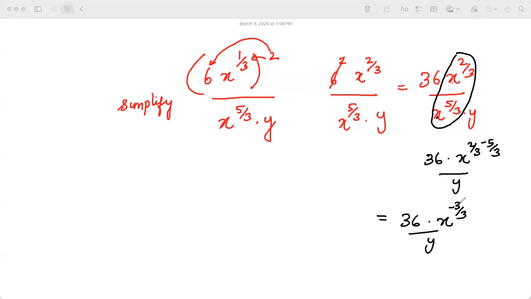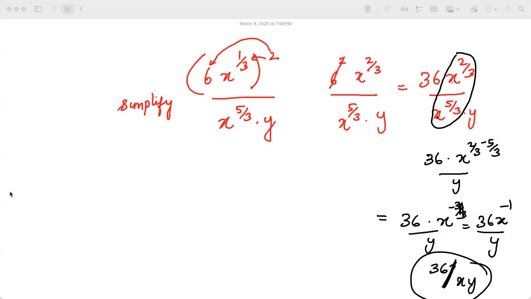Minus 3 by 3 is just minus 1, but I don't want negative powers in my answer. So this is 36 x power of minus 1 by y. Whenever you see a negative power in the numerator, you push it to the denominator. Whenever you see a negative power in the denominator, you push it to the numerator. So that becomes 36 divided by xy. Any questions?